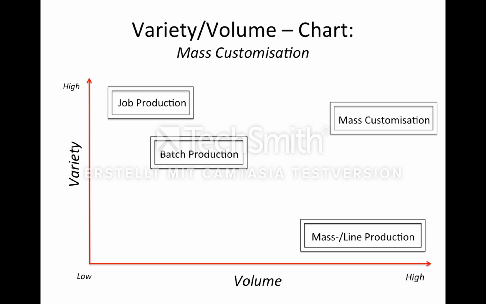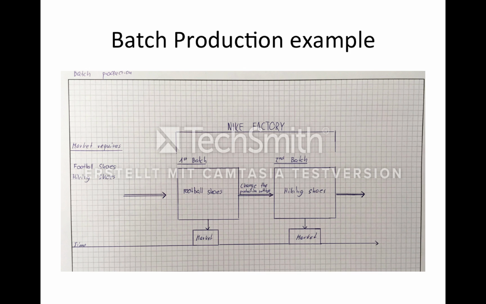It would now seem like batch production and mass customization are pretty similar, however they aren't, as I will explain in the following. Here you see the batch production scheme of Nike. The market requires football and hiking shoes. This order is sent to the Nike factory. In a first batch, the Nike factory produces football shoes, which go to the market. After a change of production setting, in a second batch, hiking shoes are produced. They go to the market afterwards.